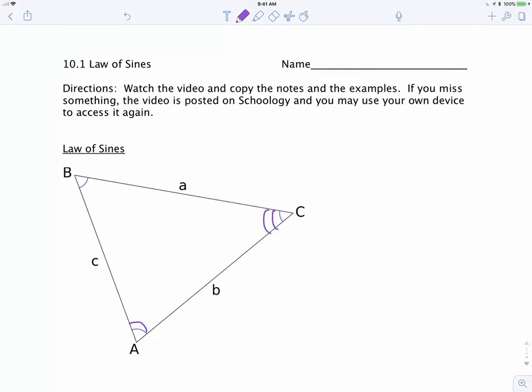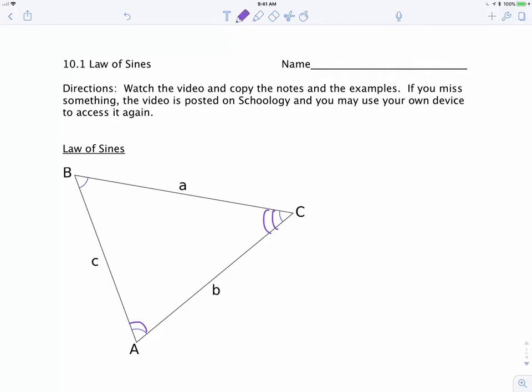Okay, so the law of sines can be used for any triangle, and what you do is make a ratio of opposite parts using the sine ratio, and compare them. So you have to be able to identify what is opposite from what. So let me show you what I mean.